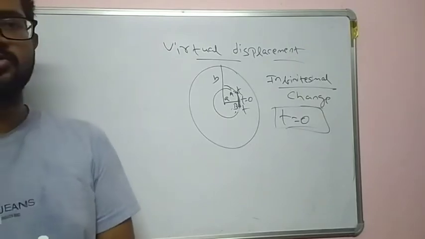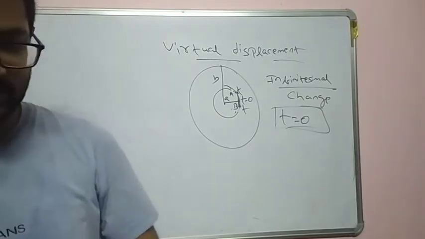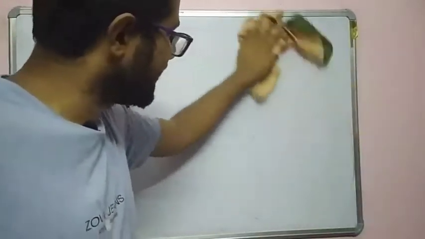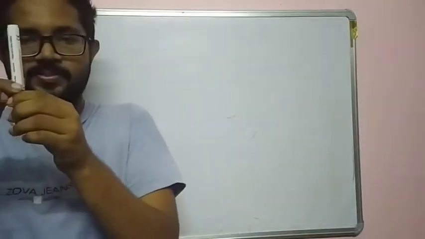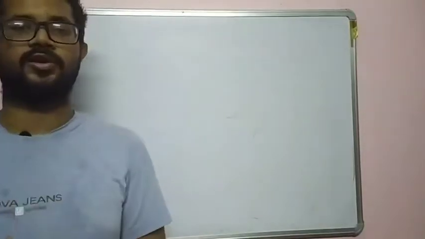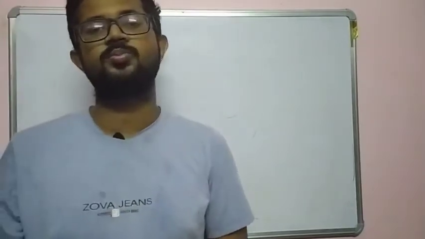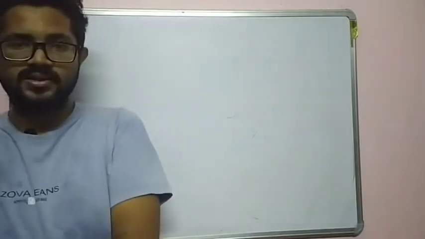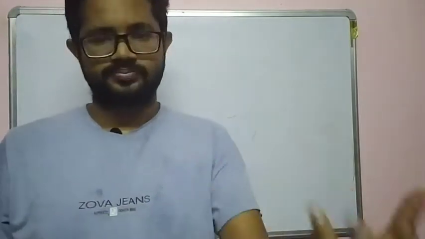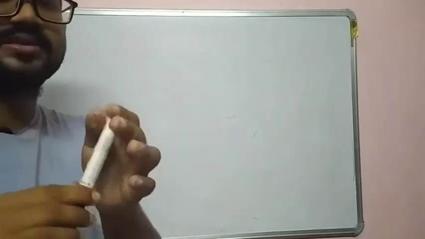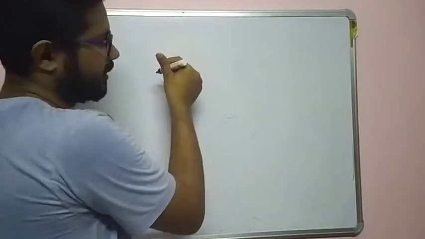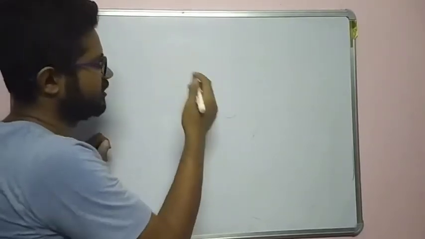But in case of virtual displacement, we deal with the same time. If it is 12:45 here and I am displaced to this position, the time is the same, 12:45. It is not changing. That is the most important point. When a particle changes its position, it normally requires some time, but in this case the particle is not taking any time. Time is constant, so the time elapsed or time difference is 0.